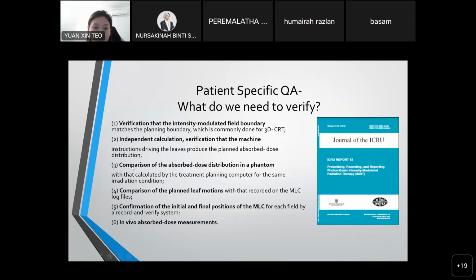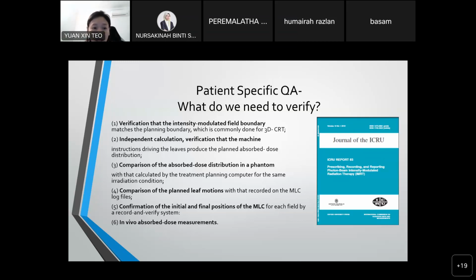Number 3, comparison of the absorbed dose distribution in a phantom with the one calculated by the treatment planning computer for the same irradiation. Let's say you have created a plan of 70 gray to the prostate region. At the same time, when you do the QA, your phantom will also receive 70 gray. If your phantom receives 60 gray or 75 gray, something is wrong.